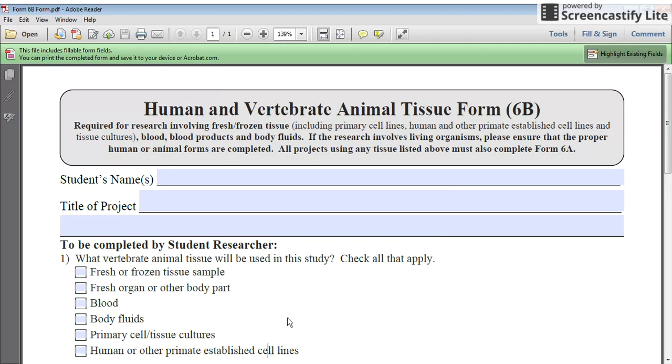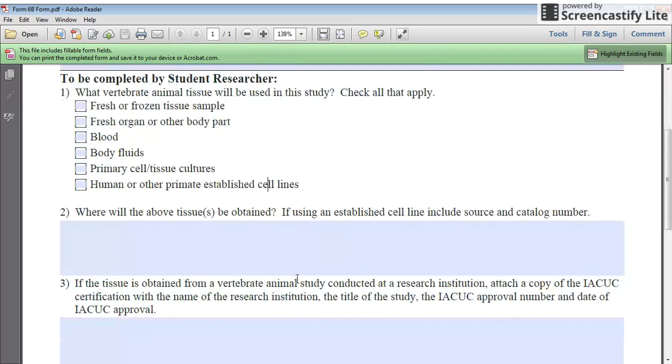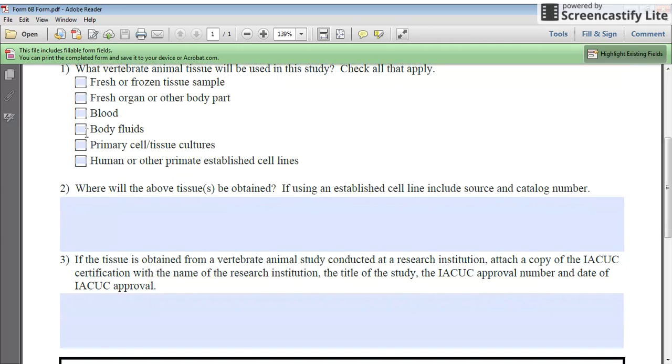The form starts off with student name and title of project. Question 1 is to be completed by the student researcher. The question is what vertebrate animal tissue will be used in the study, and to check all that will apply. Question 2 is asking where would the above tissue be obtained? If using an established cell line, please include the source and the catalog number. That's asking for the ATCC numbers.